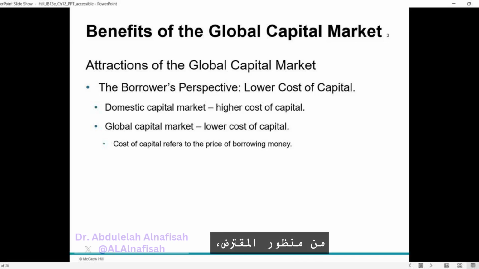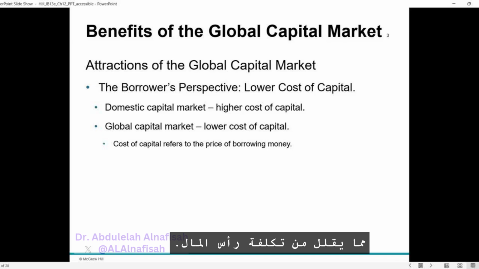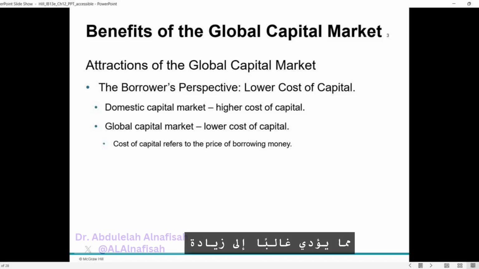From a borrower's perspective, the global capital market provides access to greater liquidity, which reduces the cost of capital. In domestic markets, the limited number of investors restricts the supply of available funds, often driving up the cost of borrowing. This includes higher interest rates on debt and greater expected returns on equity. In contrast, a global market expands the pool of potential investors, enabling borrowers to secure funding at more competitive rates.